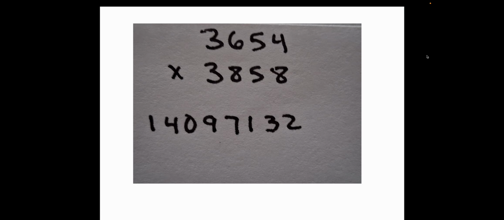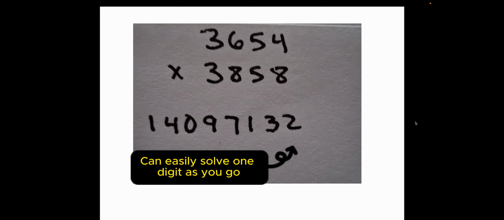When you're actually doing the cross multiplication question, you can solve one digit at a time, write down the answer, and keep moving. So here's a 4x4 question. We start at the right, and we get 8 times 4 equals 32. So we're going to write the 2. We're going to keep 3.